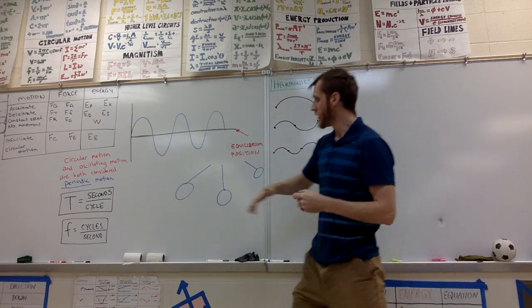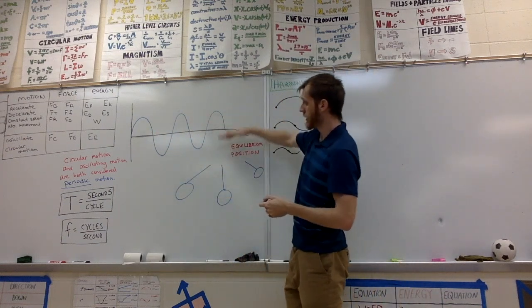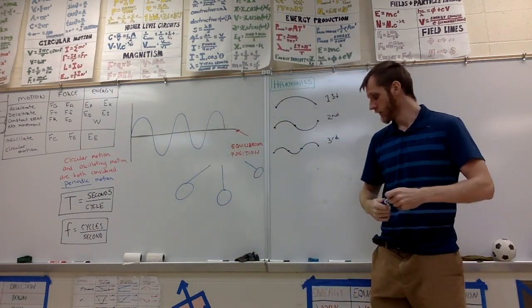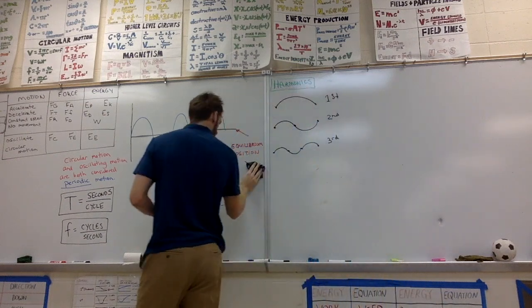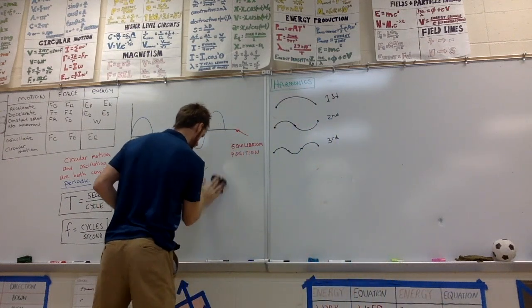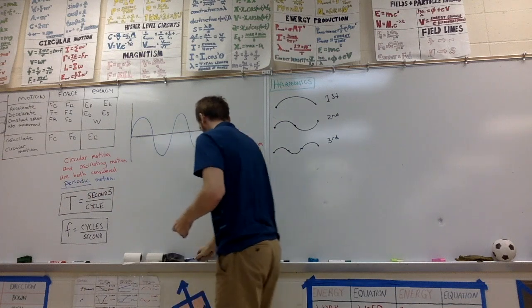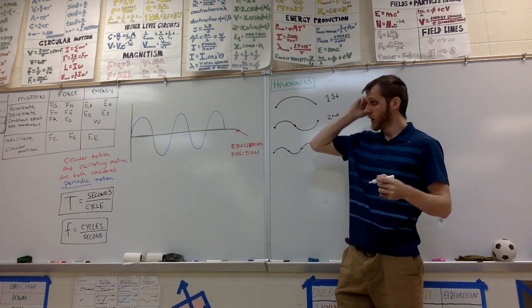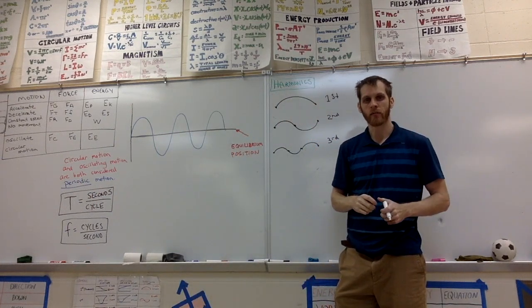So we can get a graph that looks like this, up, down, up, down, up, down, up, down, and go from there. So let's label some stuff on the graph. Let's see. So there's two things that I want to label on this graph.